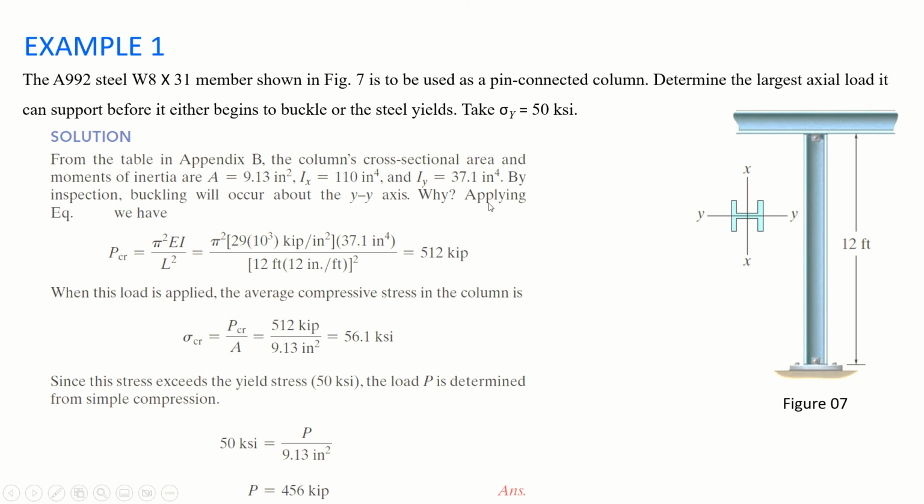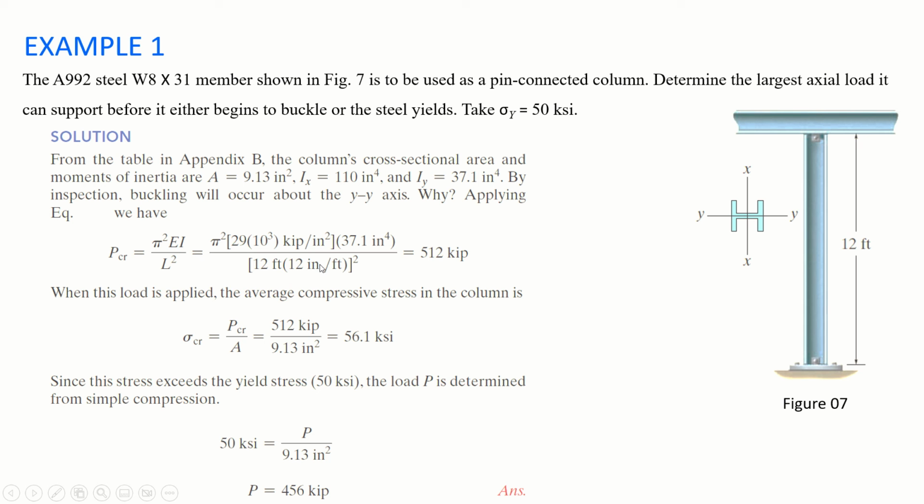So it says y. So applying Euler's equation, we have P critical is equal to pi square EI by L square. So putting in the values, your pi square, this is your E, this is your I, right? The Iy is less than Ix, so it will be the weaker axis, and divided by L square. L is your 12 feet, right? So converting it into inches, 12 into 12, the value is 512 kips. Now your P critical is 512 kips.